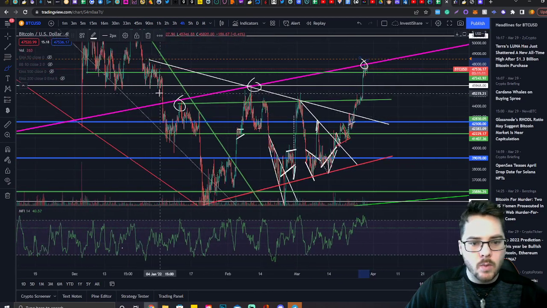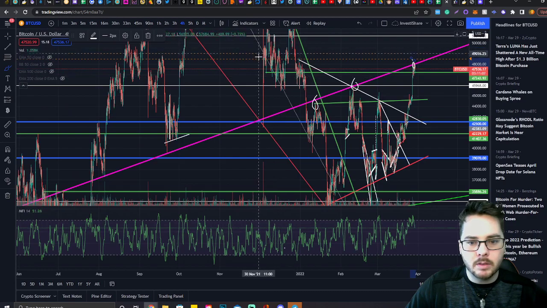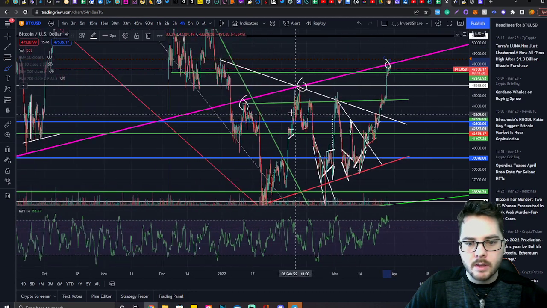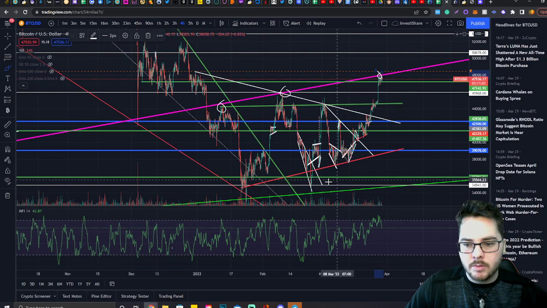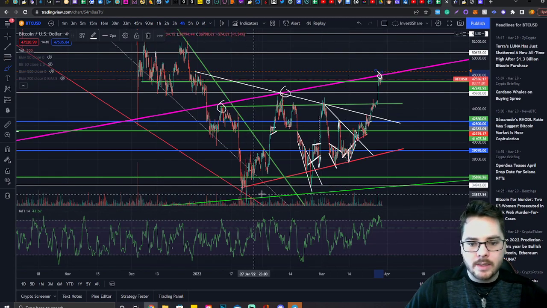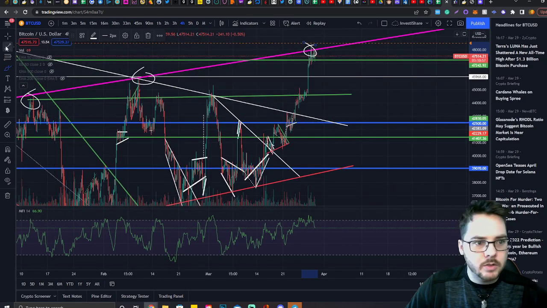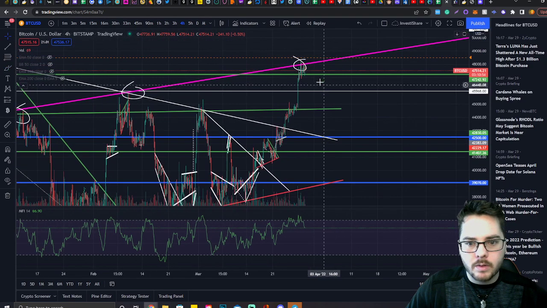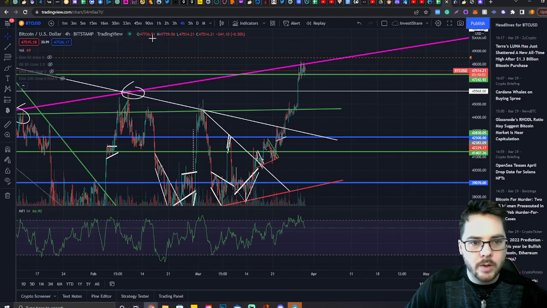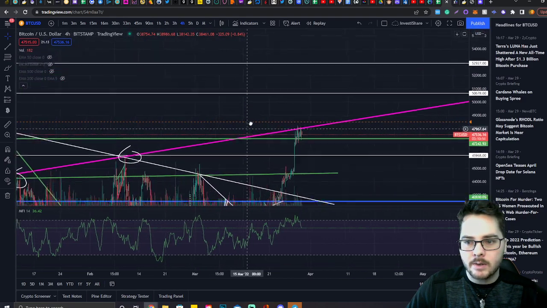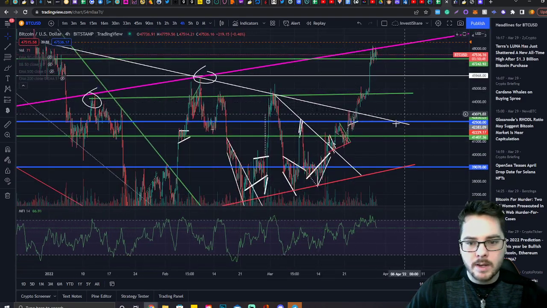And this acted as support for over a year before we broke down below it. This is actually when I predicted the bear market, when we fell below this level of support, and we fell all the way down to 33,600, and that's when we rebought. So just so you're aware, for the short term though, if we break above this, we're going all the way up to 56,000, and that's the target of this formation right here.